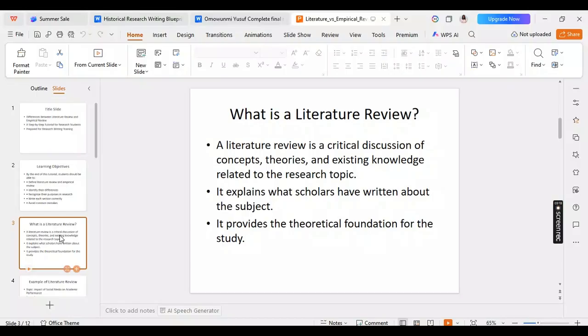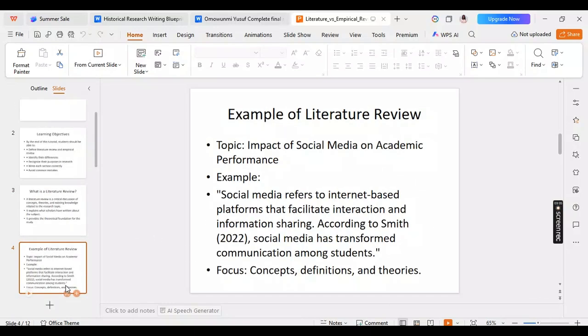First of all, literature review is a critical discussion of concepts, theories, and existing knowledge related to the research topic. It explains what scholars have written about the subject. It provides the theoretical foundation for the study. Yes. So, examples of literature review topic: impact of social media on academic performance.